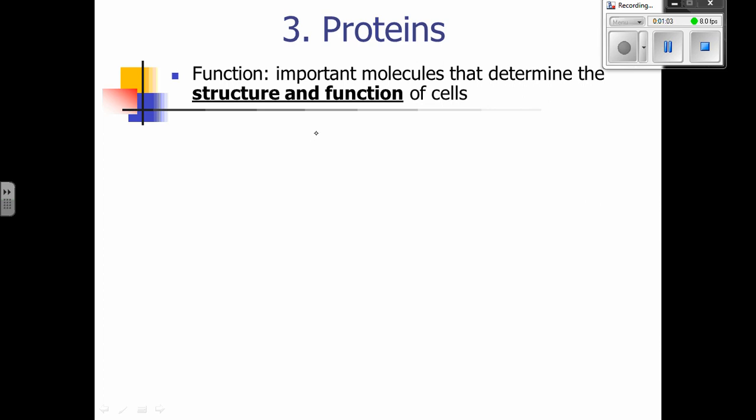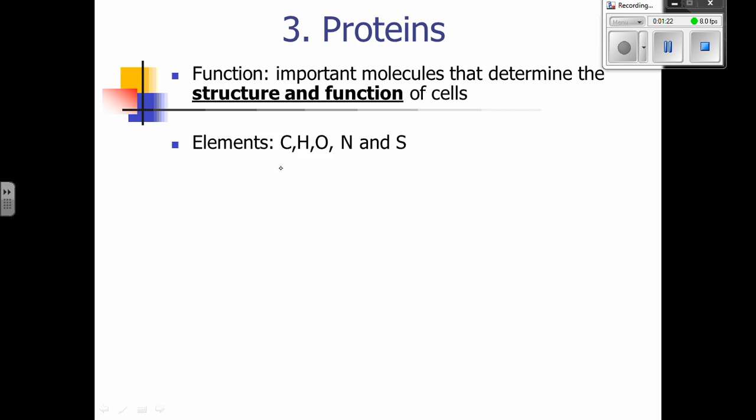So they don't provide us with energy. They are not energy molecules. Instead, they help provide us with structure for our cells, and they also provide very, very important functions for our cells that if they were not there, we would not be living.